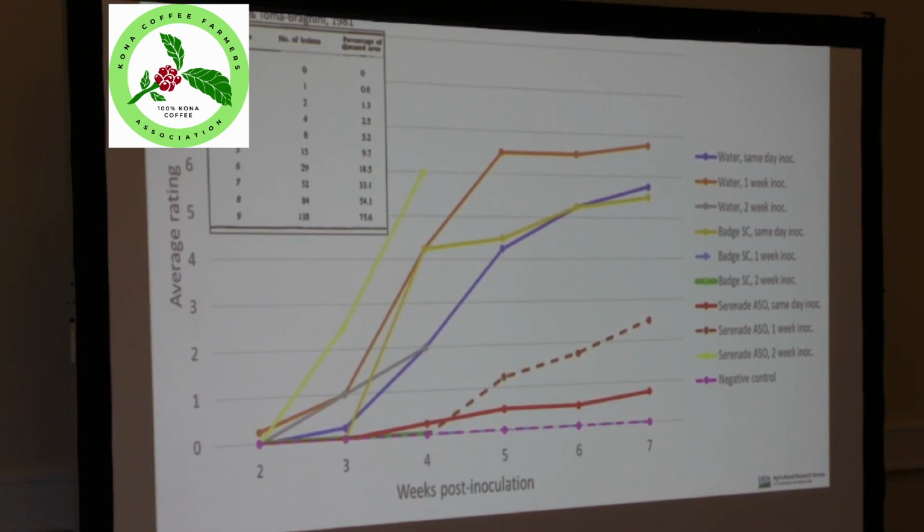For Serenade, the same day inoculation with red, and the 1 week post-inoculation brown actually showed excellent coverage, but coming now to 14 days, so treating the plant and 14 days later, we saw that there was not as much control, which actually matches what the label use is recommended, approximately every 14 days.